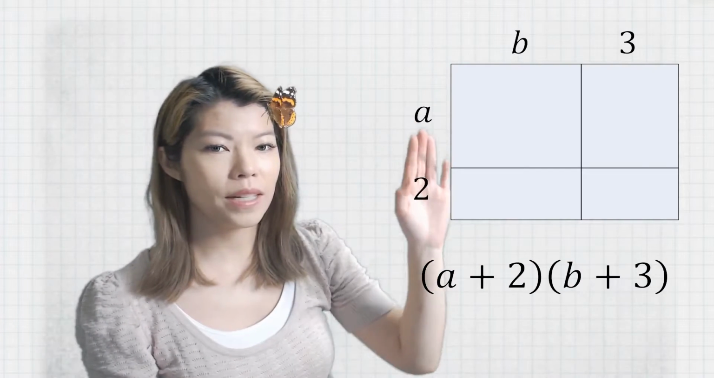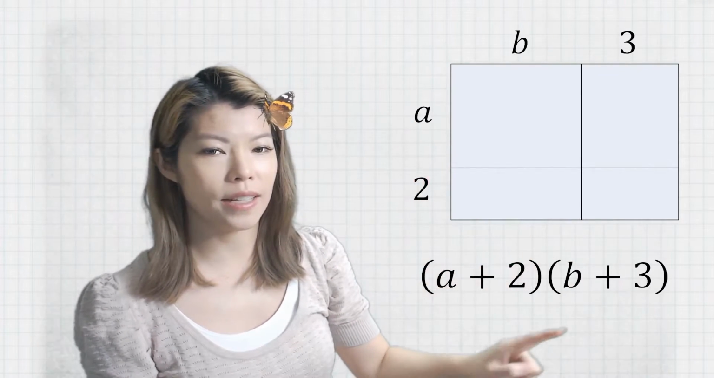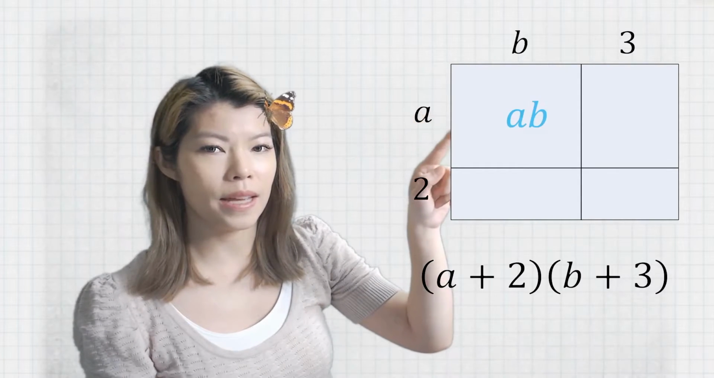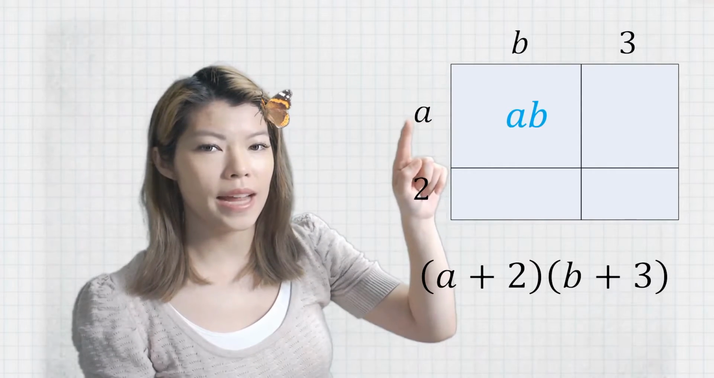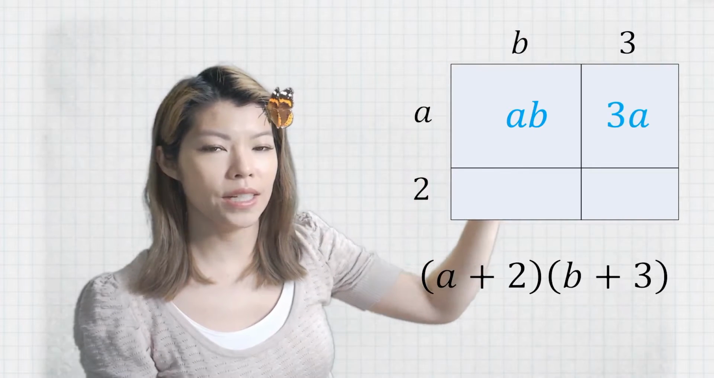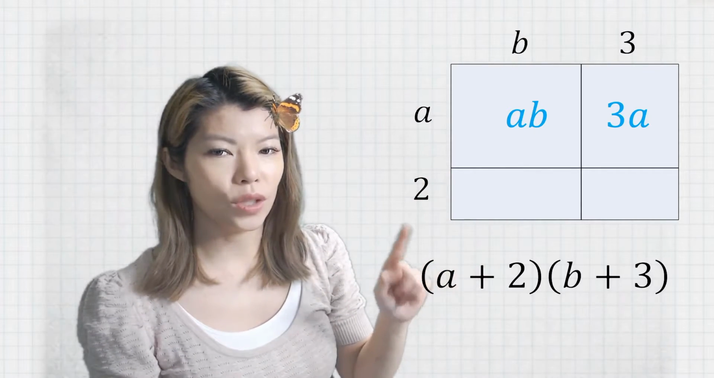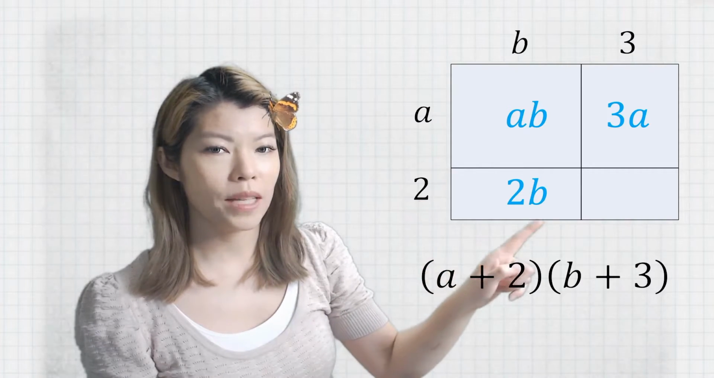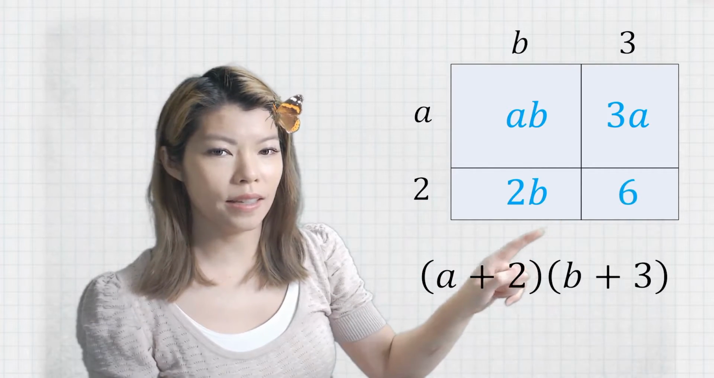Now how many terms are we going to get underneath here? Well, we can see that the a has to multiply by the b to get ab, and the a has to multiply by the 3 to get 3a. And then the 2 has to multiply by the b to get 2b, and the 2 multiplies by the 3 to get 6.